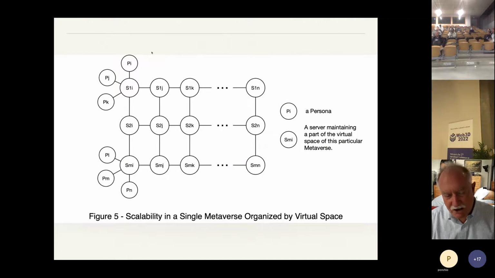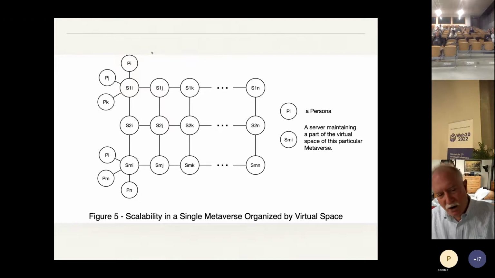So this is a picture of scalability in a single metaverse organized by virtual space. It has this notion of P of I, persona. I'll tell you what persona is in slide 6, but basically think of that as your avatar and your state. And you connect to a particular SMI. An SMI is a server maintaining a part of the virtual space of this particular metaverse.